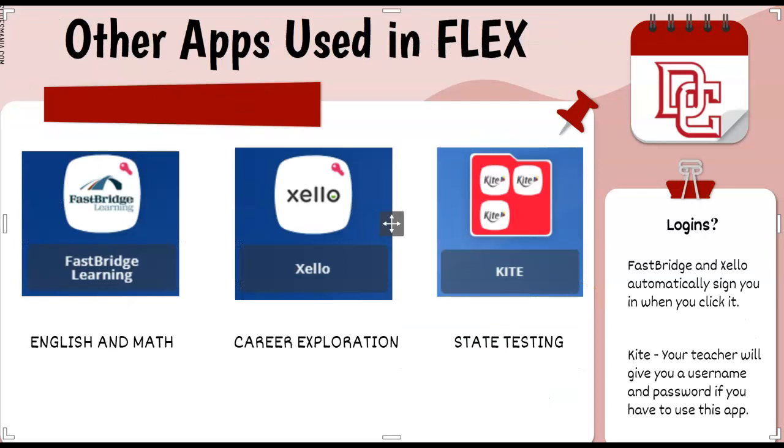Other apps that will be used in Flex and you will learn about later on are FastBridge Learning, where English and math tests are taken; Zello, that is our career exploration platform that we use; and Kite, which is state testing. FastBridge and Zello automatically sign you in when you click on it through ClassLink. You do not need a username and password. You should automatically be able to log in. Kite, if you have to take a state test, your teacher will give you the username and password when you use this app. But I just wanted you to see some other apps that we will use in the future Flex times.